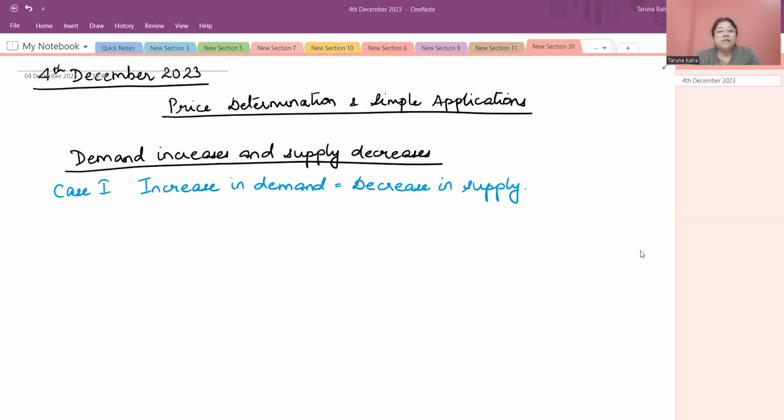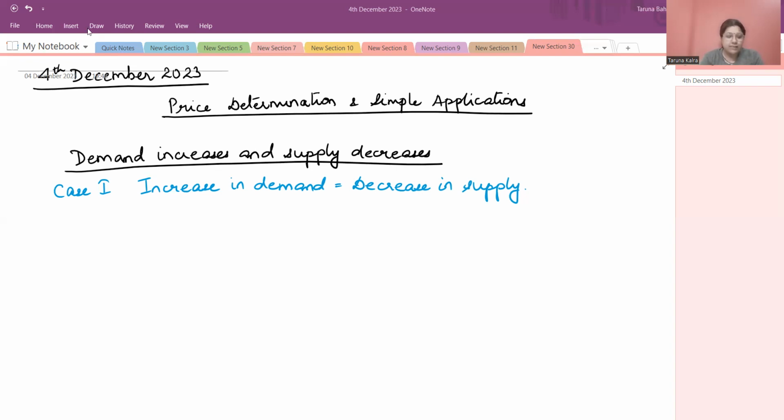We have started this chapter, price determination and simple application, and we are going to learn how the price and equilibrium quantity change when there is an increase in demand and a decrease in supply. There are various cases. We are going to learn about those cases, and let us see the first case.